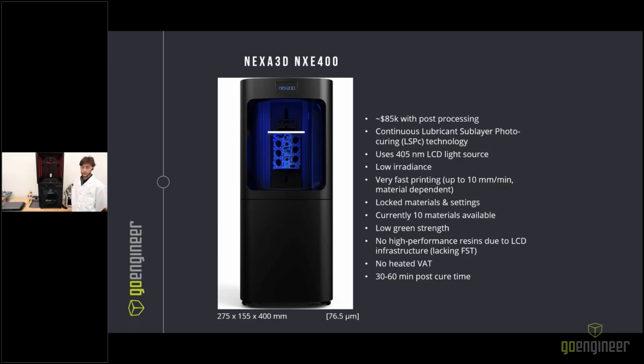Nexa follows a locked material model where you can only purchase materials created by Nexa, and you cannot change these settings. They currently have a small material portfolio with only 10 materials available at a very, very low green strength. This results in longer post-processing time, more supports needed, and overall lower accuracy in your printed parts. The Nexa NXE 400 does not have a heated vat, meaning any of those higher performance photopolymers cannot be used here.